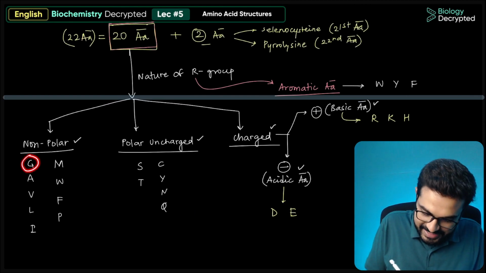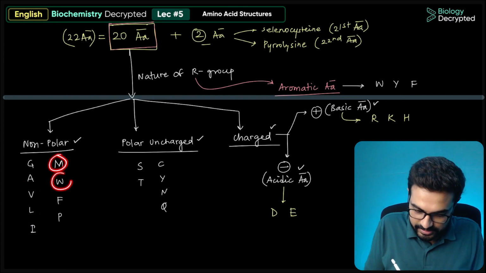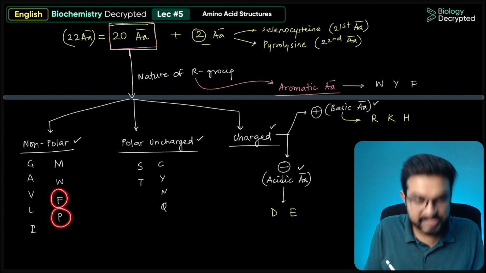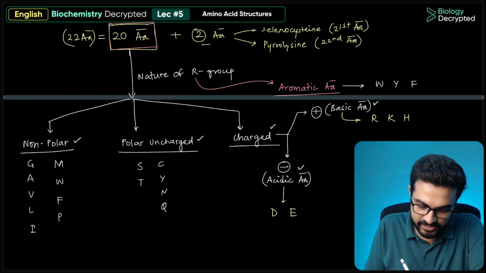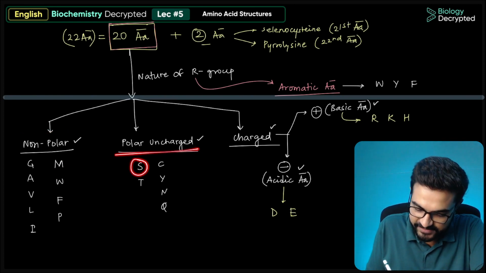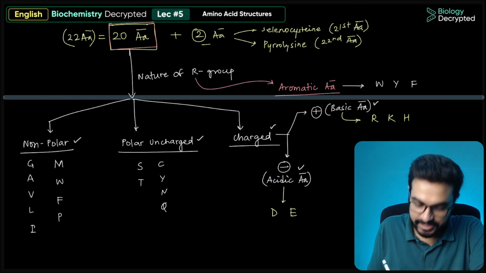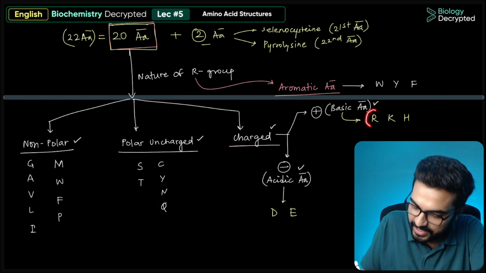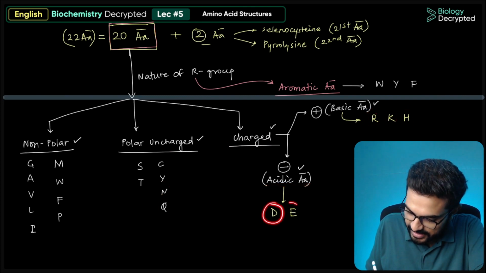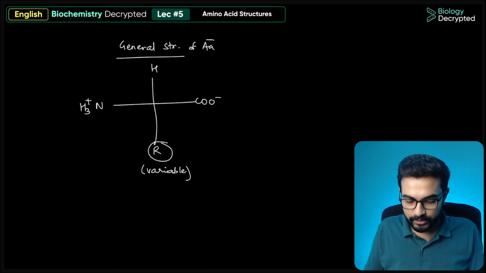Let me tell you, this is glycine, this is alanine, this is valine, this is leucine, isoleucine, this is methionine, this is tryptophan, this is phenylalanine, this is proline, the important one. These were all the non-polar ones. Now in case of polar uncharged, we have serine, threonine, cysteine, tyrosine, asparagine, and glutamine. Then in case of charged, for basic amino acids, we have arginine, lysine, and histidine, and for acidic amino acids, there is aspartate and glutamate. This is aspartate, this is glutamate. Now let's talk about all of these.